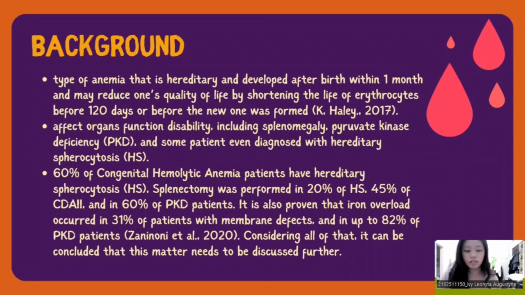60% of congenital hemolytic anemia patients have HS, and also splenectomy was performed in 20% of HS, in 55% of CDA2, and in 60% of PKD patients. It is also proven that iron overload occurred in 31% of patients with membrane defects and in up to 82% of PKD patients. Considering all of that, it can be concluded that these matters need to be discussed further.